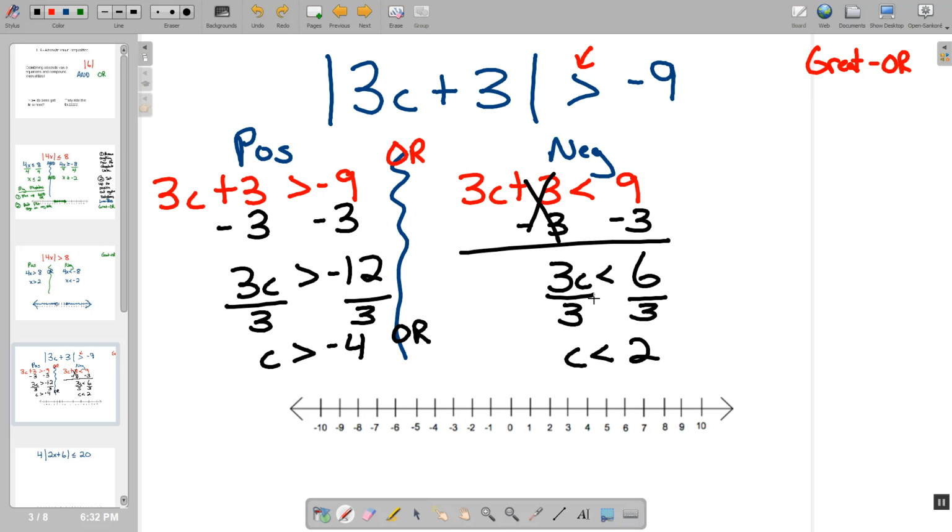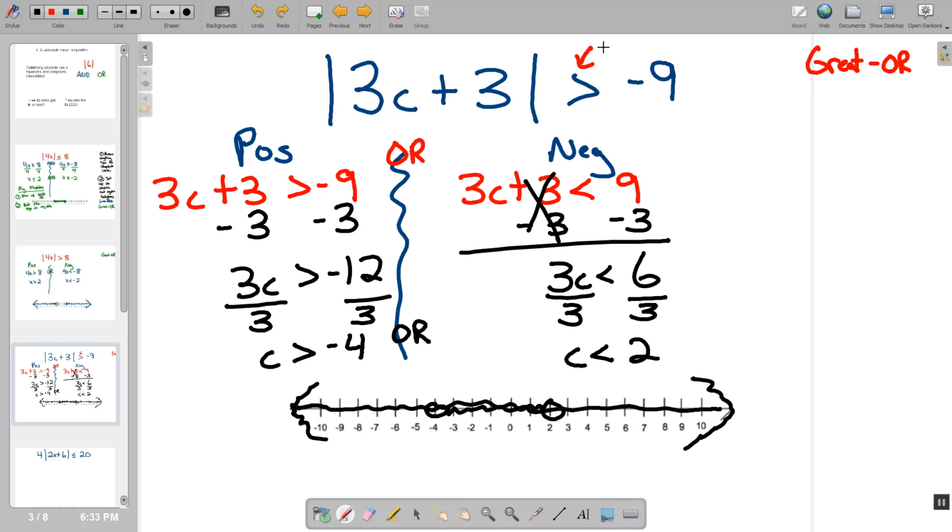So because it's an OR statement, we're hoping that it's going to fork out in opposite directions. So we are going to do greater than negative 4, and we're going to do less than 2. But I notice it didn't fork out the way that it normally does.